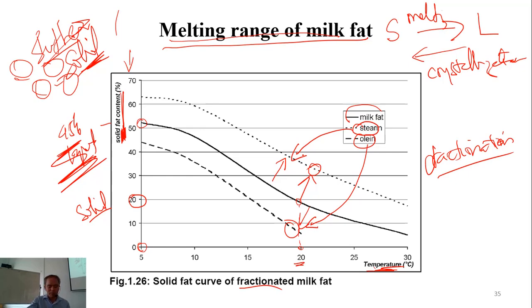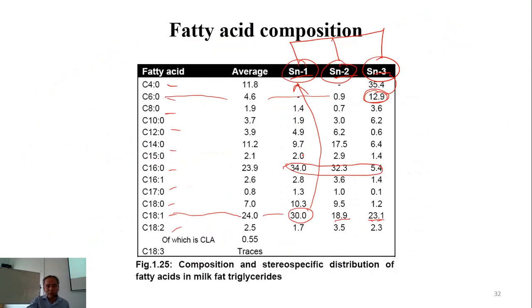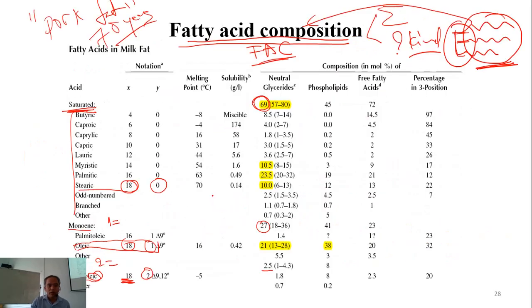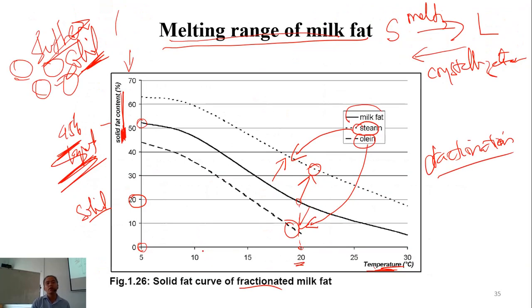If we look back at the table, we see the melting point here. Melting point of stearic is 70 degrees C. Melting point of oleic is 16 degrees C. Only one double bond of difference, and you see a very much lower melting point. So they use the names of the fatty acids to name the two fractions, olein and stearin.